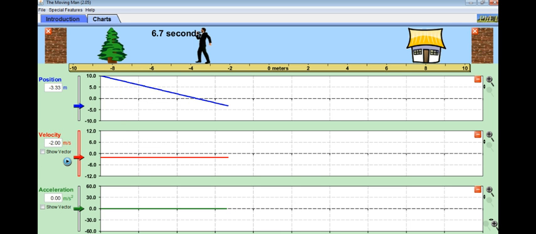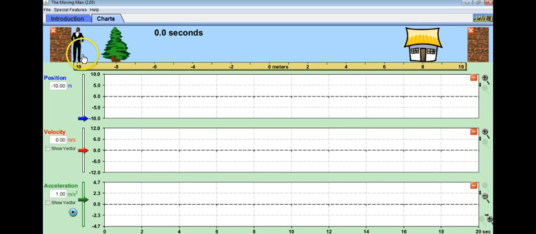Here's another scenario where the little man now starts at a position of -10 meters, straight by this brick wall, and with a starting velocity of 0, but is accelerating at a constant rate towards the house. Let's take a look at what this would look like here.